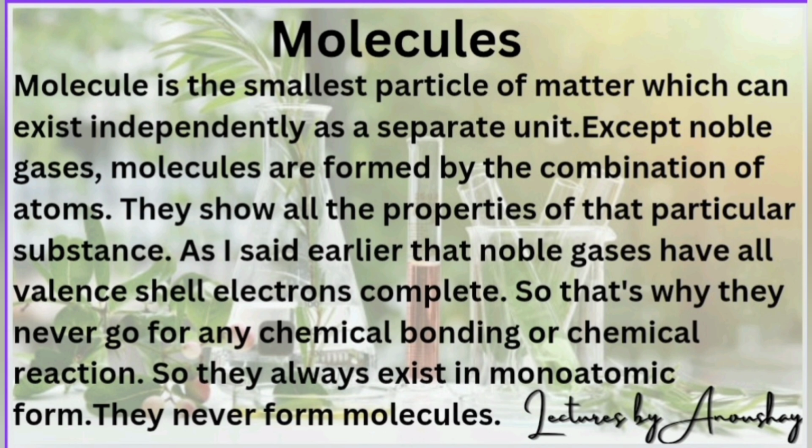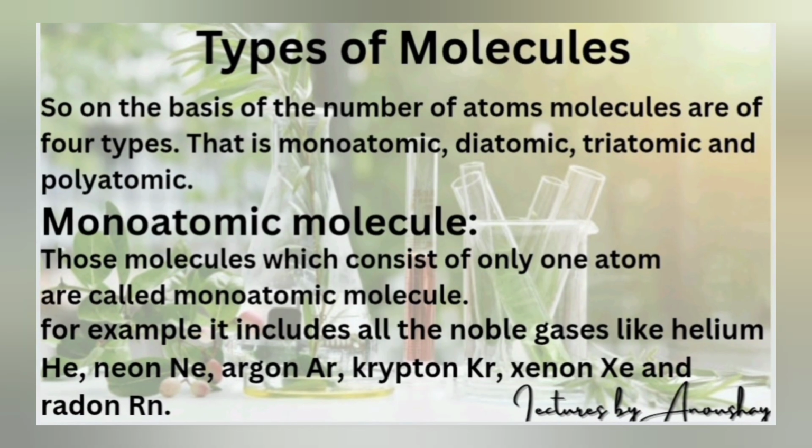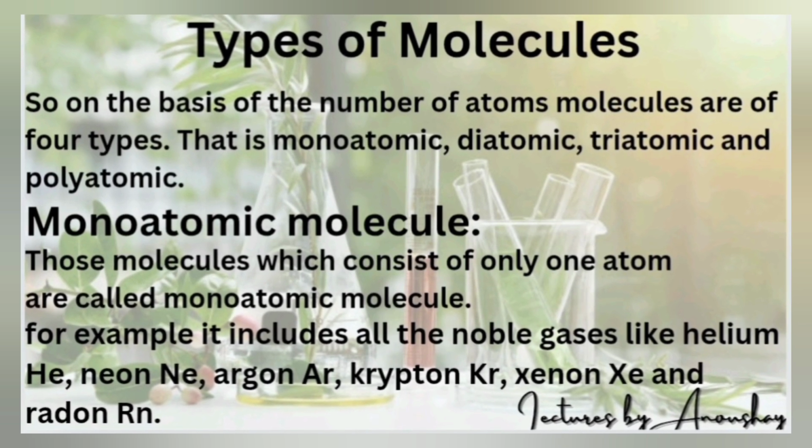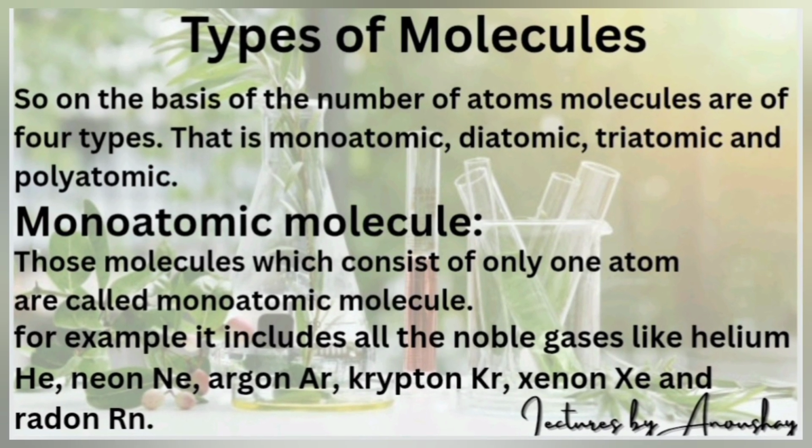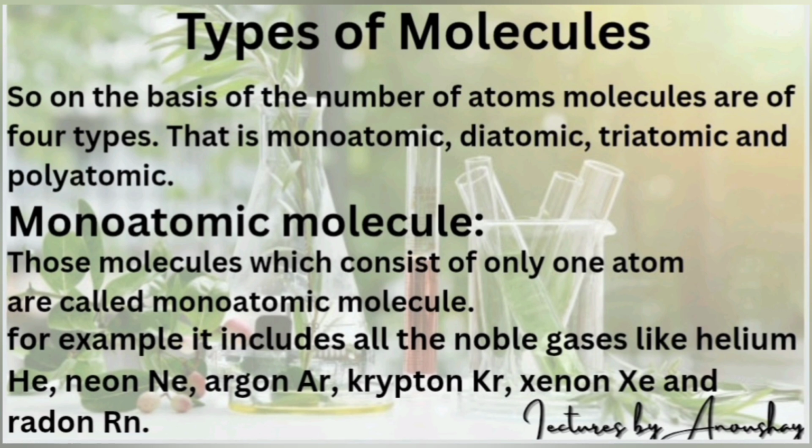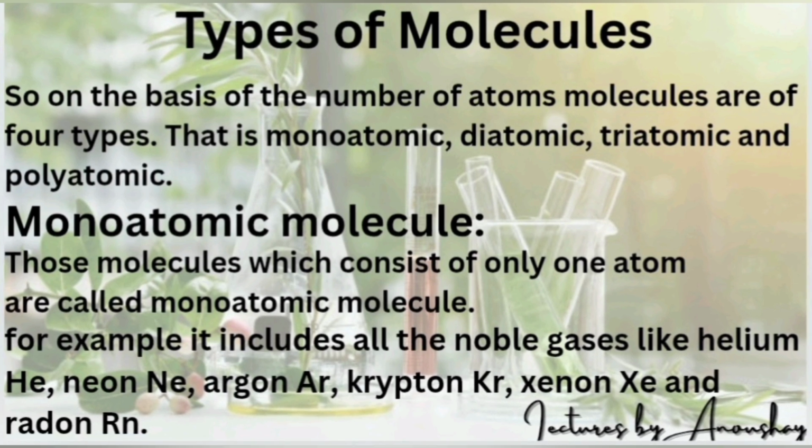As I said earlier, noble gases have all valence shell electrons complete. So that's why they never go for any chemical bonding or chemical reaction. So they always exist in monoatomic form, in one atom form. They never form molecules. Now there are types of molecules on the basis of number of atoms. So on the basis of the number of atoms, molecules are of four types.